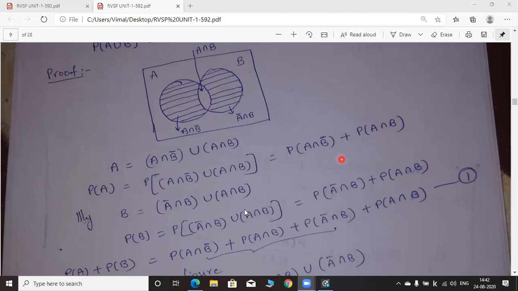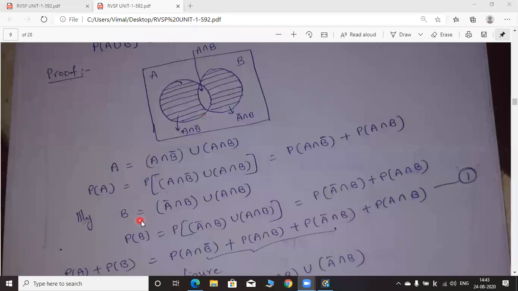Okay. Next, see the next circle B. So B can be written as, B means the second circle. This entire second circle represents B only. Now you have to divide this B into two regions again. The first region is this shaded region. The second region is this common region.